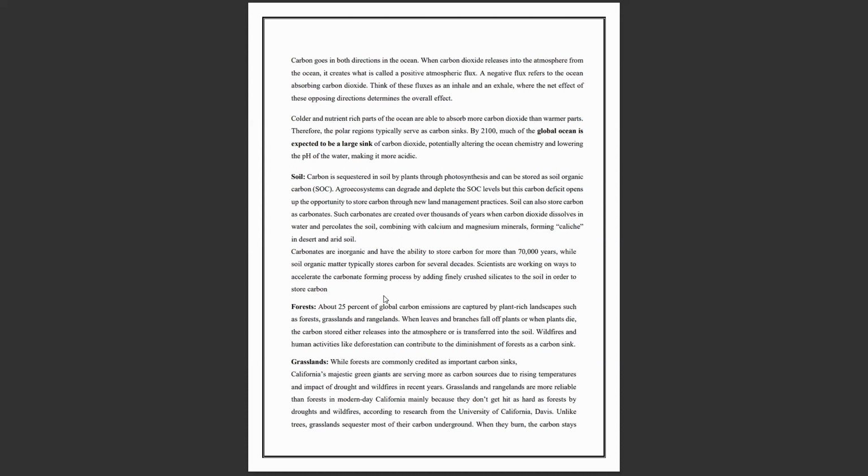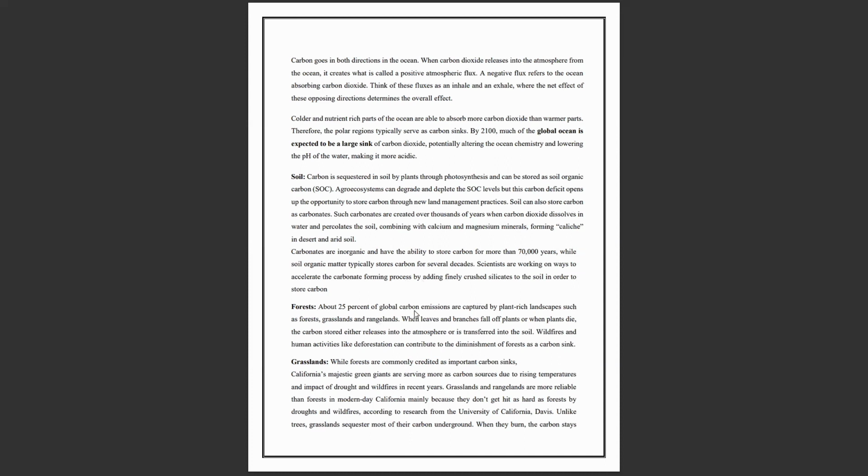Biological carbon sequestration is the storage of carbon dioxide in vegetation such as grassland or forest, as well as in soil and oceans. Oceans absorb roughly 25% of carbon dioxide emitted from human activities annually. Carbon goes in both directions in the ocean. When carbon dioxide is released into the atmosphere from the ocean, it creates a positive atmospheric flux. A negative flux refers to the ocean absorbing carbon dioxide. Think of these fluxes as an inhale and an exhale, where the net effect of these opposing directions determines the overall effect.